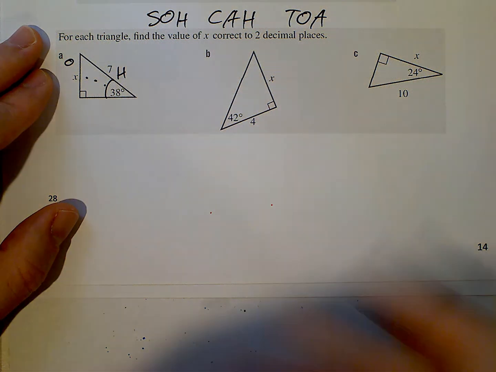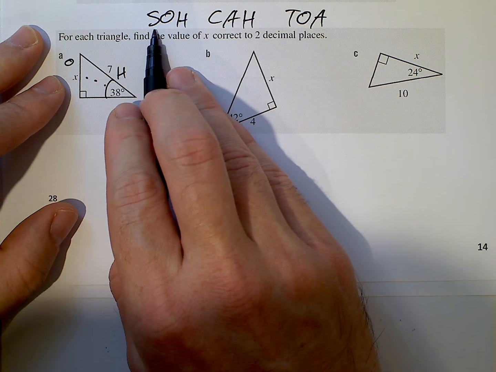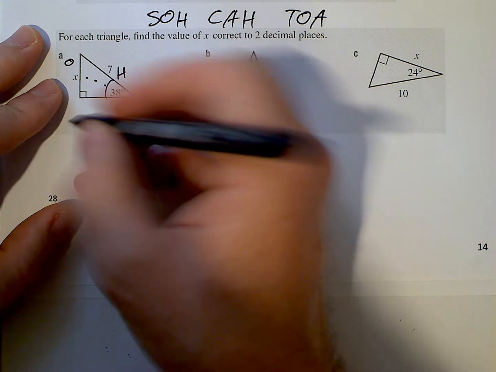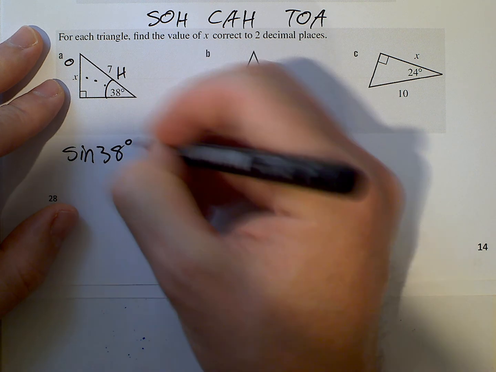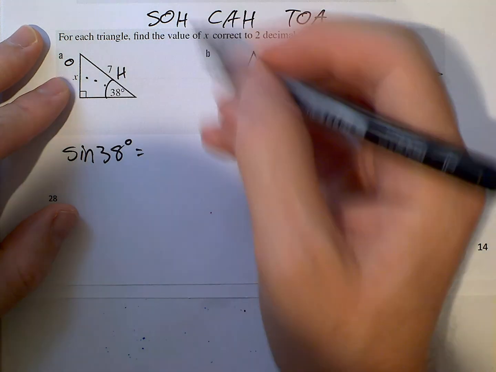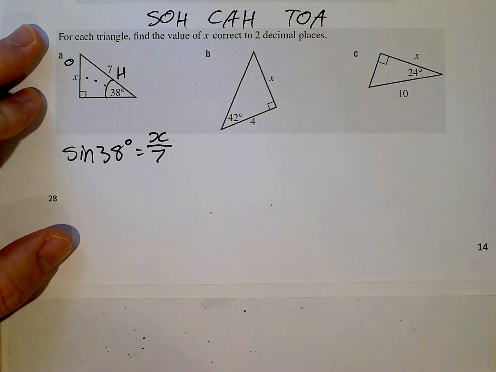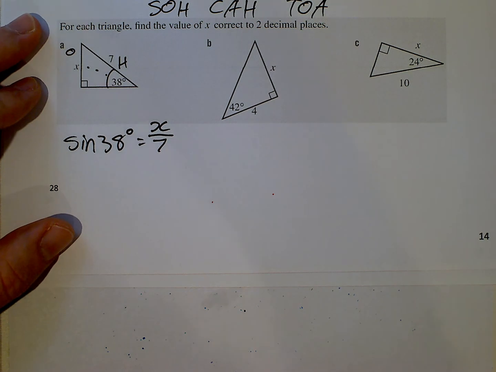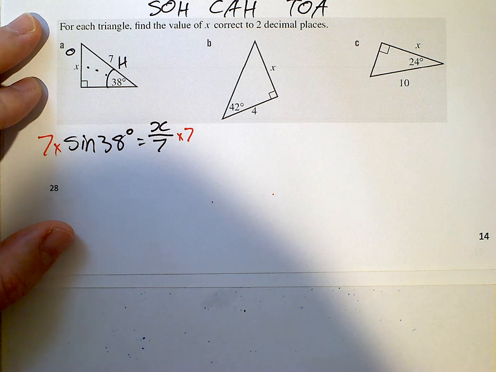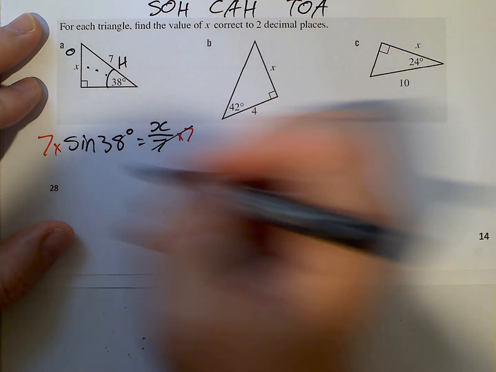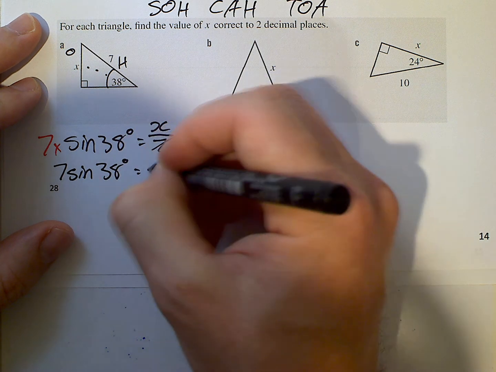Okay, here we have a hypotenuse and an opposite. That is going to be our S, so it's our sine. So we're going to write sine theta, which is 38 degrees, is our opposite over our hypotenuse. So x over 7. Now to get x by itself is going to be using what we learnt with equations. We're going to multiply both sides by 7. That's going to cancel this out. So 7 sine 38 degrees equals x.